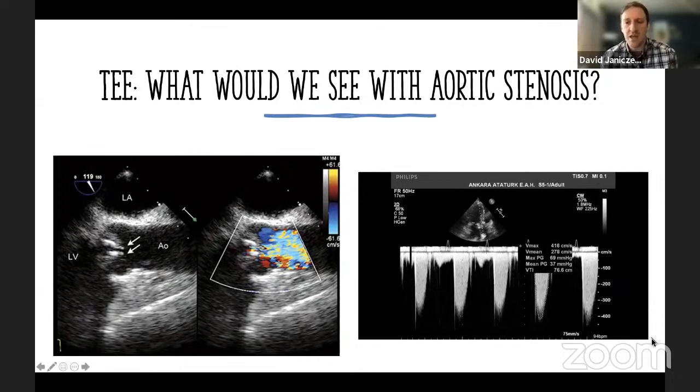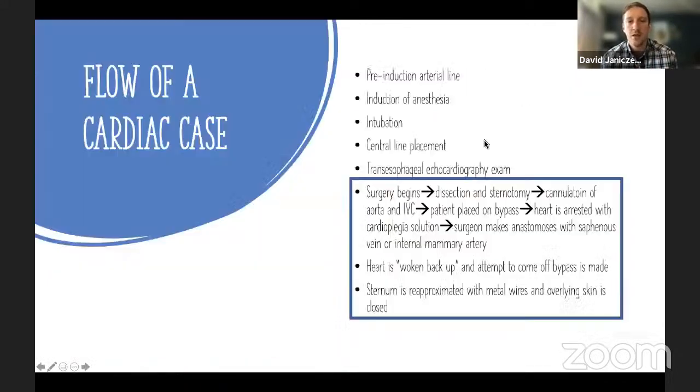So one thing that we can do is look at the TEE images in the operating room and see if they align with what the TTE showed ahead of time. It's a little bit of a double check, and also things change when the patient gets in the operating room. We can assess that as well. All right, so moving on to the surgery.